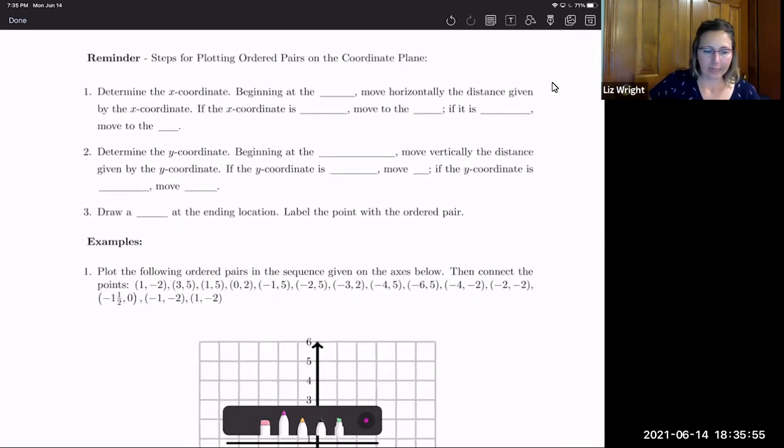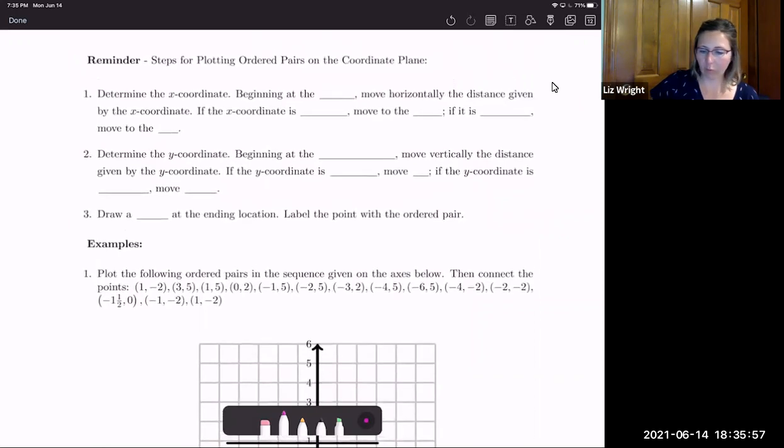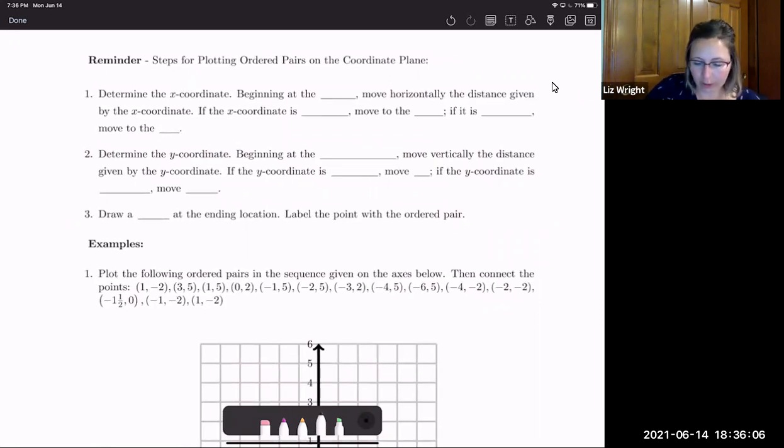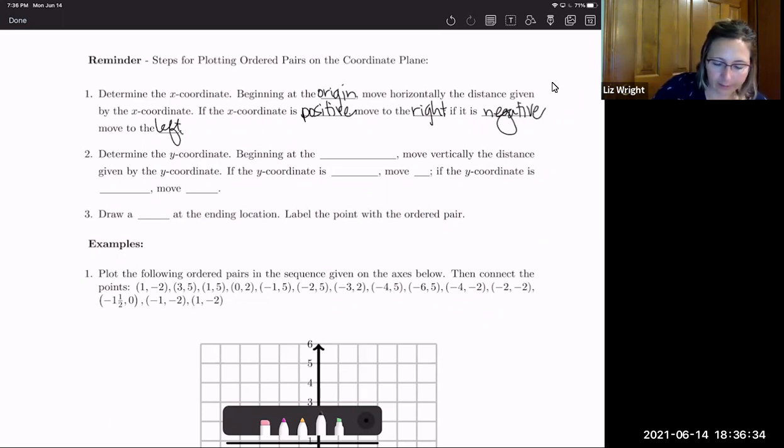So a reminder, steps for plotting points of ordered pairs on the coordinate plane. The first one is that we're going to determine the x coordinate. Beginning at the origin, we are going to move horizontally the distance given by the x coordinate. If the x coordinate is positive, we are going to move to the right. If it is negative, we are going to move to the left.